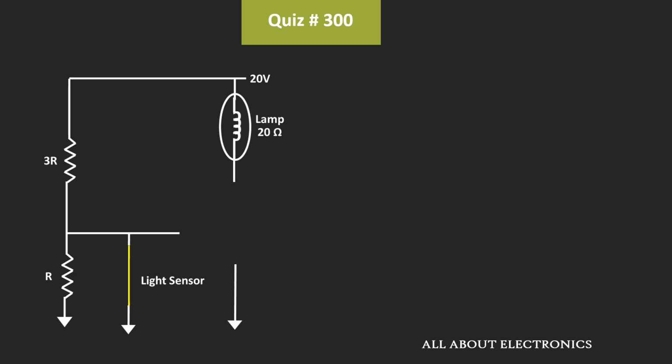Now at night, when the light is very low, the light sensor will act as an open circuit. And in this condition, the voltage between the gate and the source will get decided by this voltage divider. So some voltage will appear between the gate and the source of this MOSFET, and because of that, it will act as a closed circuit. And in this condition, the current will start flowing through the lamp. And in this way, this lamp will provide the light in the night.